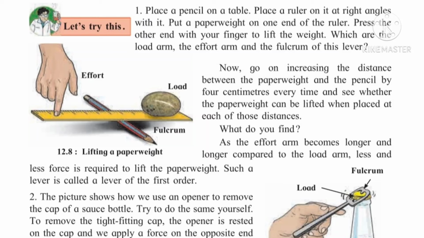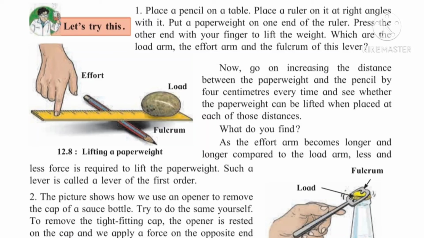As the effort arm becomes longer and longer compared to the load arm, less and less force is required to lift the paperweight. It means as the distance is more, we need to apply less force. Such a lever is called a lever of first order. So this is an example of a lever of first order.